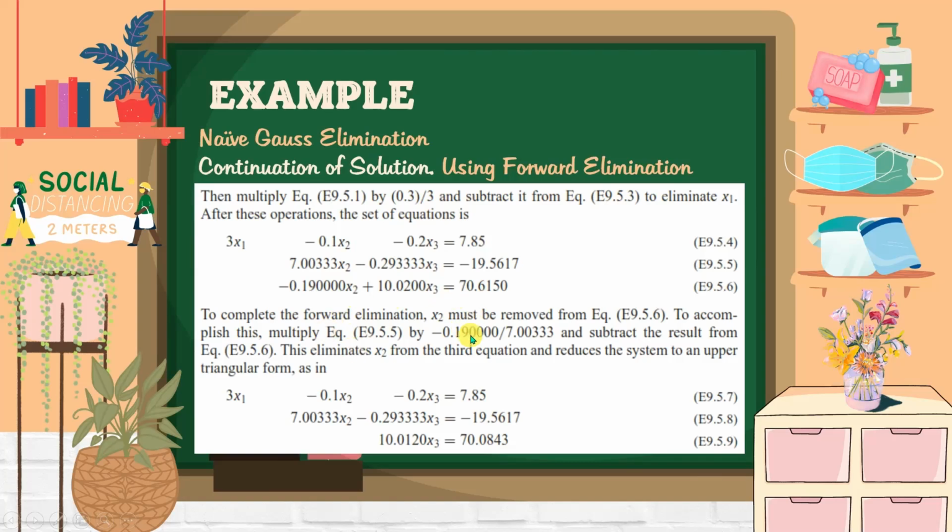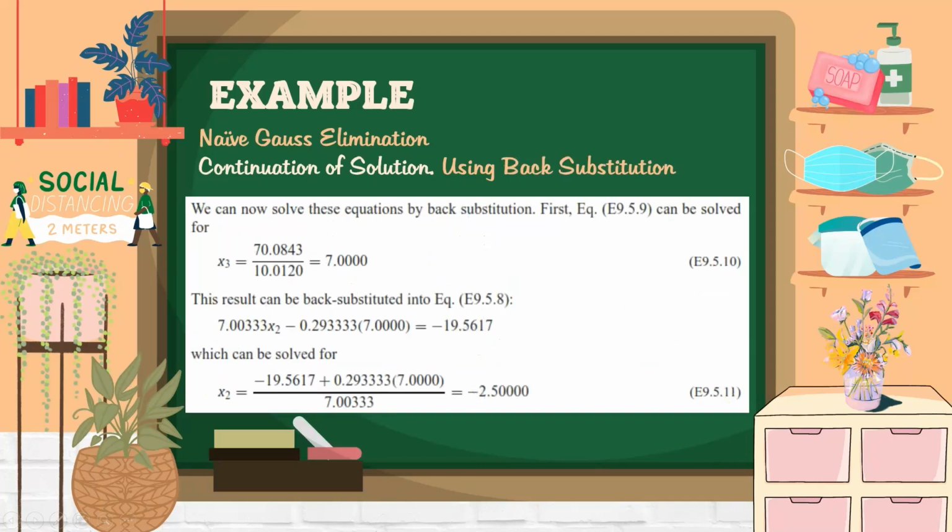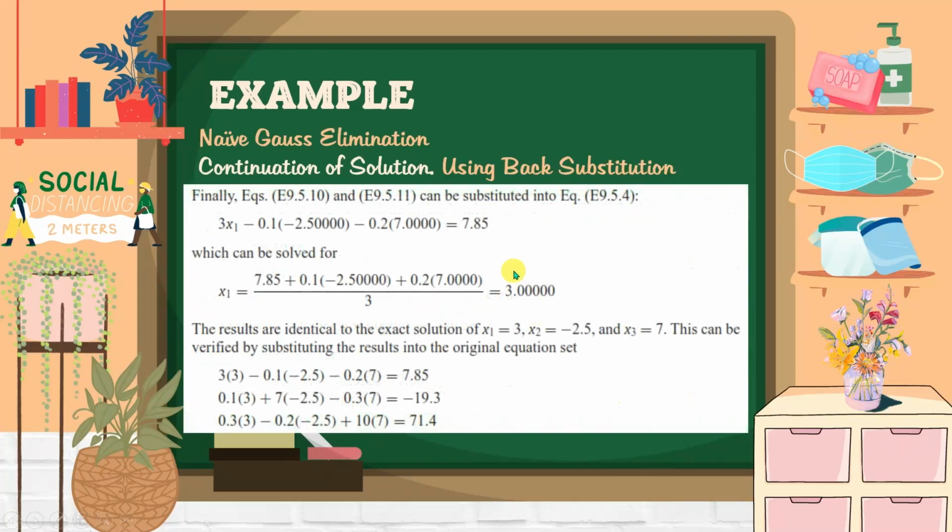Upon completion of this, x sub 2 must be removed. To accomplish this, multiply equation 9.5 by negative 0.19 divided by 7.00333 and subtract the result. And you will notice we are now able to apply back substitution. Using back substitution, we were able first to find the value of x sub 3, and then the value of x sub 2. And finally, we were able to find the value of x sub 1.